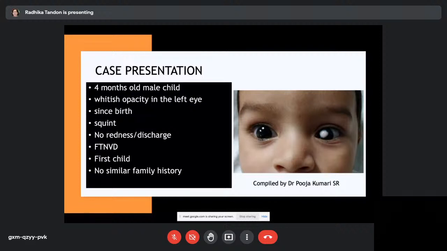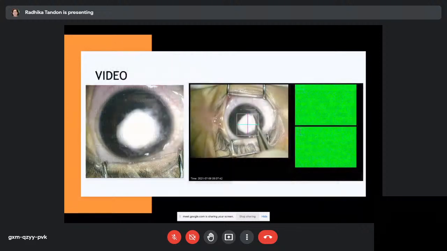This is a 4-month-old male child. There was a whitish opacity in the left eye present since birth. The child had a manifest squint, and there was no history of any particular episode of redness or discharge and no ongoing problem with that eye. It was a full-term normal vaginal delivery. This was the first child, and there was no history of similar ailment in anybody else in the family.